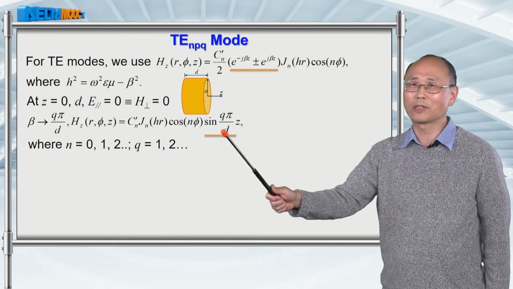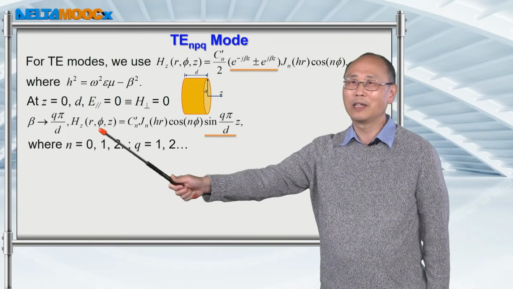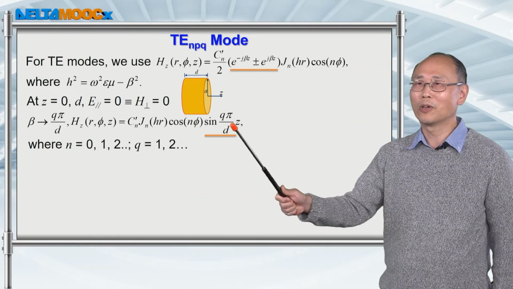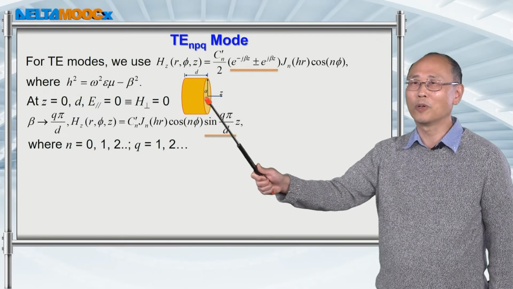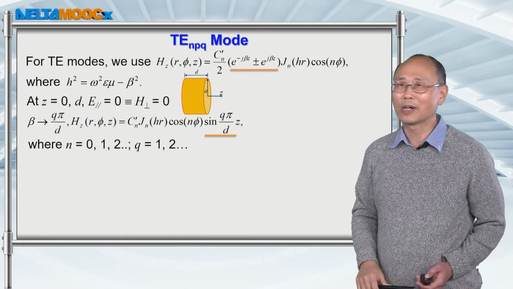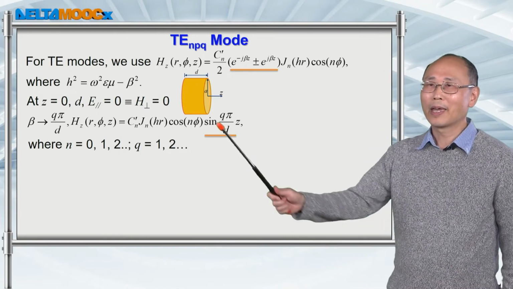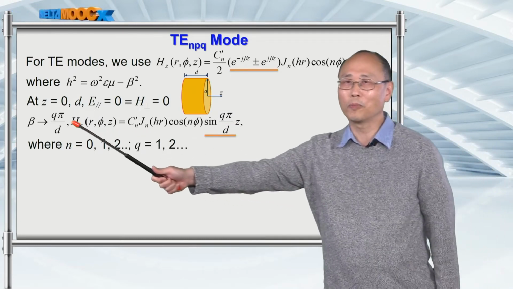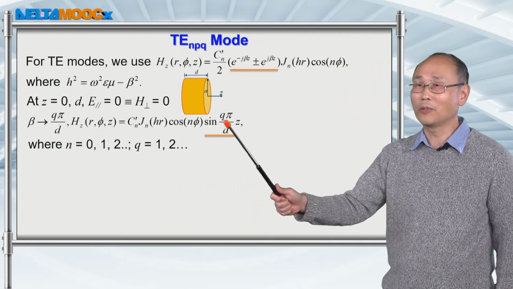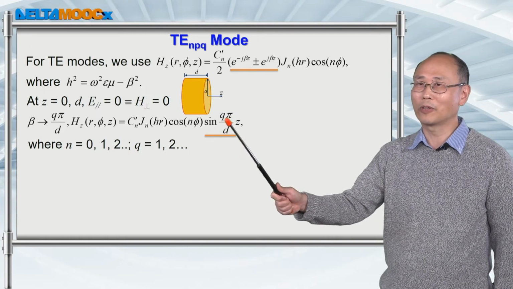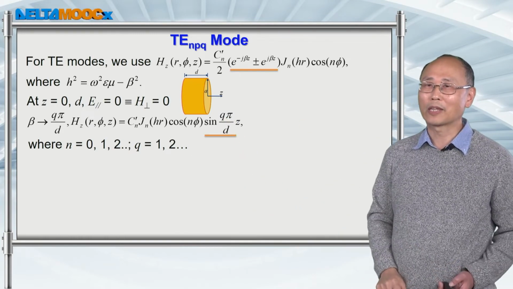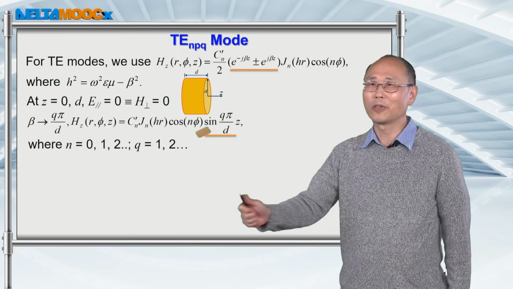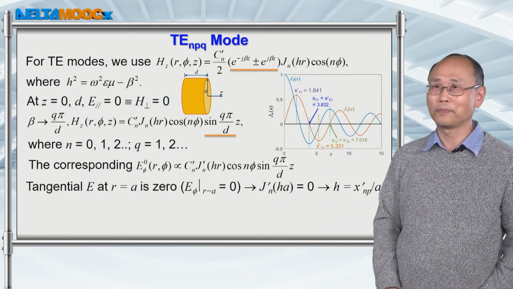So you choose the sign solution for this Hz component along the z direction. Because if you set z equal to 0 or z equal to d, you don't have the normal component of the magnetic field on those conducting boundaries. And once you choose the beta value to be equal to q pi over d, you cannot set q equal to 0, because if you set q equal to 0, this z component magnetic field disappears. So q starts from 1 and then 2, 3, 4, but you cannot choose q to be equal to 0.